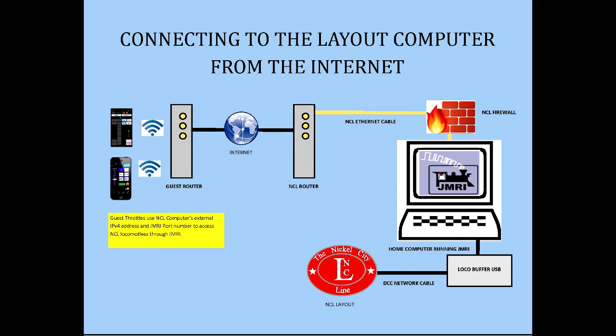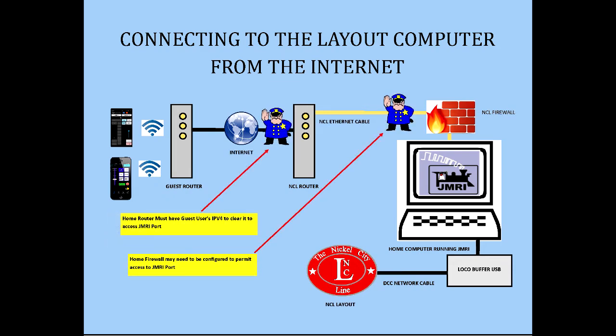The first thing guest operators need to have is the IPv4 external address of the layout host's router and the port assignment for the JMRI throttles on the layout. The layout host will provide this information to each guest in advance of a remote operations session. In order for someone to connect to the host layout remotely, the operator must provide the external IPv4 address of their router to the host.